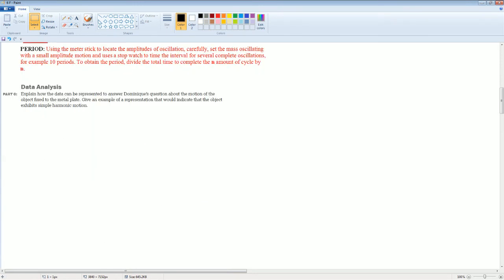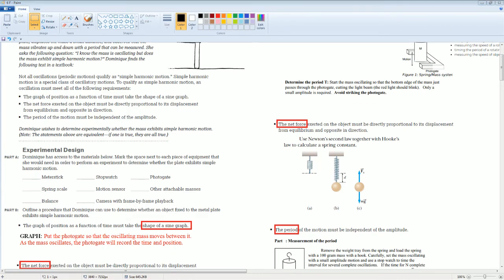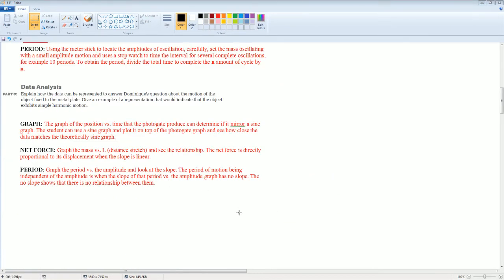Now, what are you going to do with the data once you collect it to meet these three criteria? So I have it here. For the graph part, you are going to graph the position versus time that the Photogate produces and determine if it mirrors a sine graph. The student can use a sine graph and plot it on top of the Photogate graph and see how closely the data matches. And if it looks like a sine graph, it should meet the first criterion. A sine graph should look something like this. It starts from zero, goes up, then goes down like here, all right?